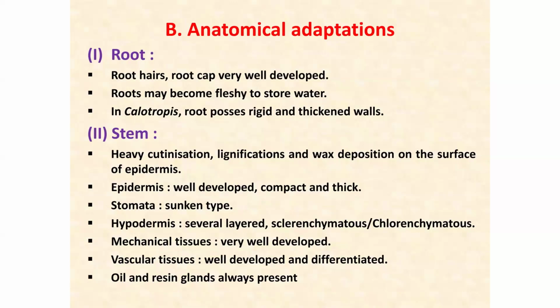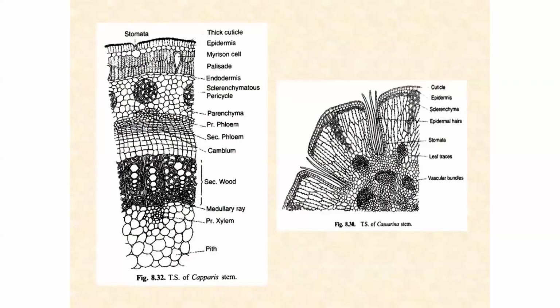Next one is the hypodermis, that is the sclerenchymatous hypodermis. It is also a special xerophytic character which is observed. And next are the mechanical tissues, well-developed mechanical tissue, that is the sclerenchyma and collenchyma. Here the vascular tissues are well developed, and oil and resin glands are also present. So this is the structure of the TS of the Capparis stem, and here the TS of Casuarina.